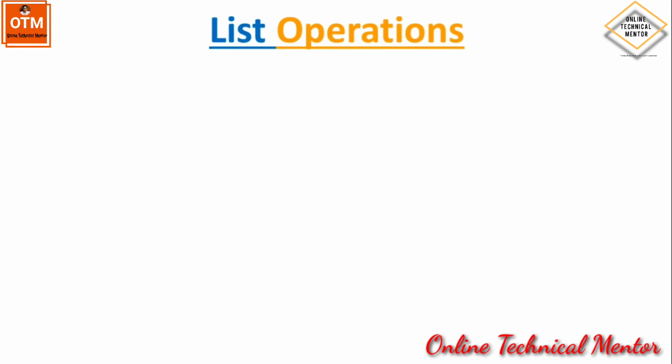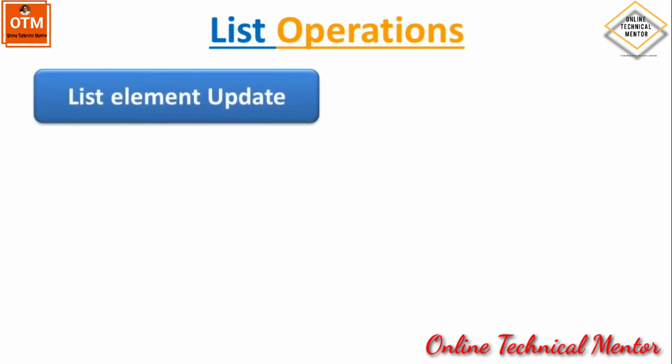Now let me show you some of the operations on a list. The first one is the list element update. At the very beginning, I already mentioned that a list is mutable. That means you can change any values within a list. You can delete any list element, you can update any list element, you can add a new element within a list. That means a list can be changed at any point of time.